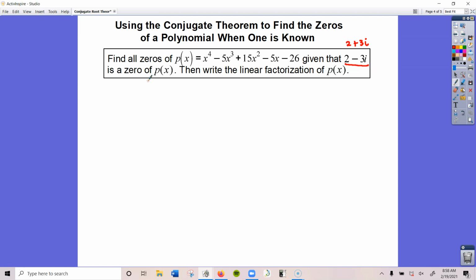However, when you have a complex root, we still go through the same process, but what we do is we divide twice. We divide by 2 minus 3i, and then we divide that answer by 2 plus 3i. So by dividing, we're going to have to use synthetic division. So we put 2 minus 3i in the box, which I know is going to seem weird, but I promise it'll work. And then we're going to put all of these coefficients. So 1, negative 5, 15, negative 5, and negative 26.